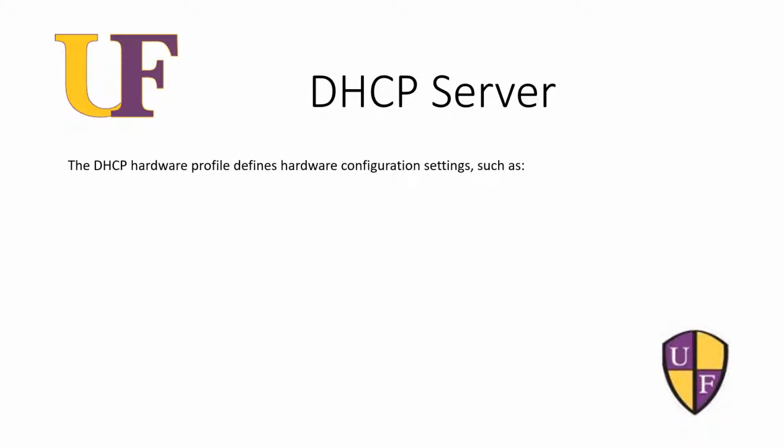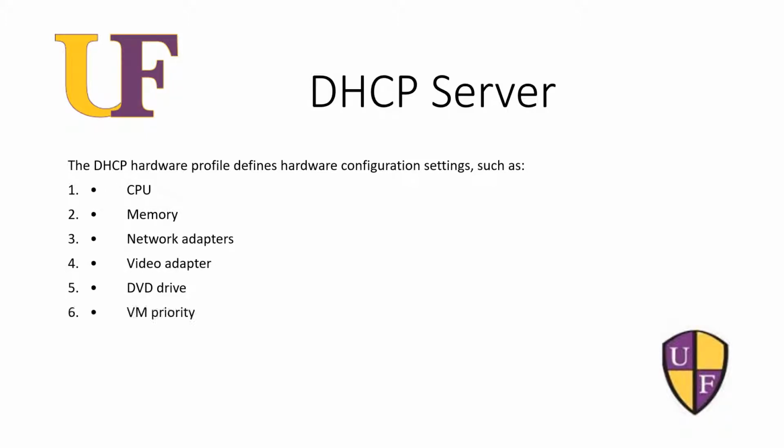It's a network protocol that enables automatic IP address assignment to a computer from a defined range of numbers defined for a given network. One of the things that I looked at in this assignment was how the hardware profiles define the hardware configuration settings. And so the things that would need to be set up for this specific server would have included the CPU, memory, network adapters, video adapter, a DVD drive, and VM priority when resources are allocated on a VM host.